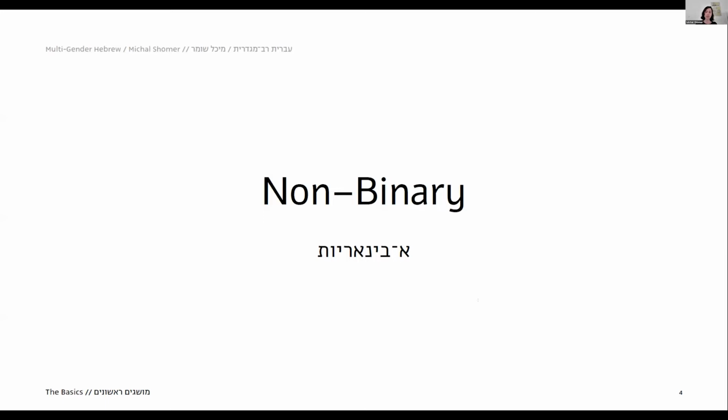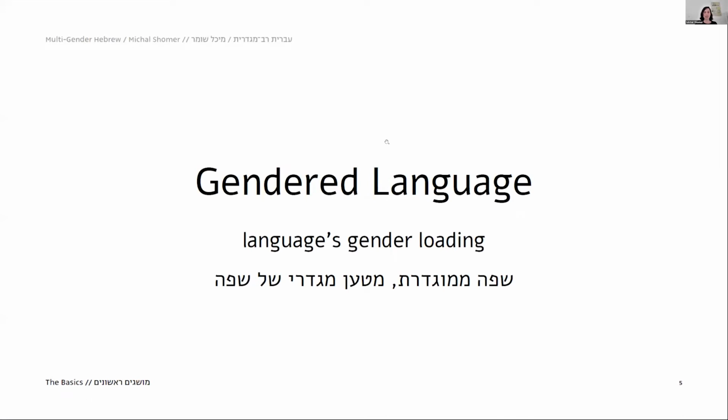Non-binary people are considered a part of the LGBTQ+ community, where the T stands for transgender and the Q stands for queer, and these letters may represent non-binary people. So that's some basics about gender and sex.